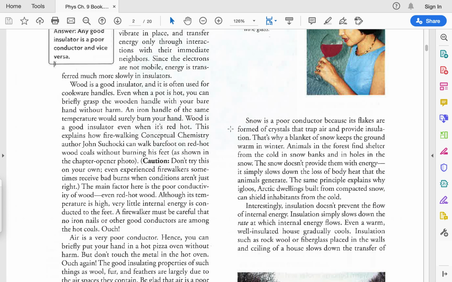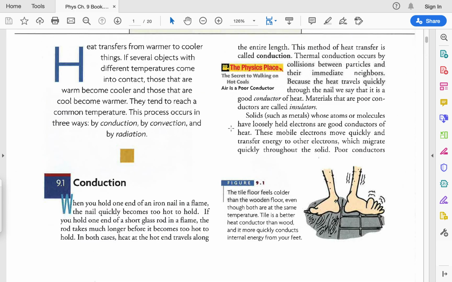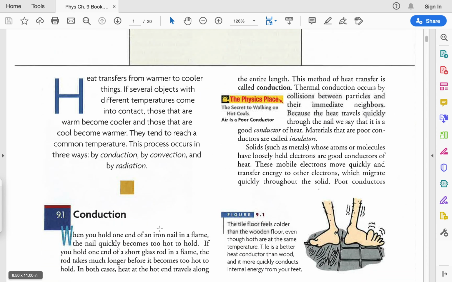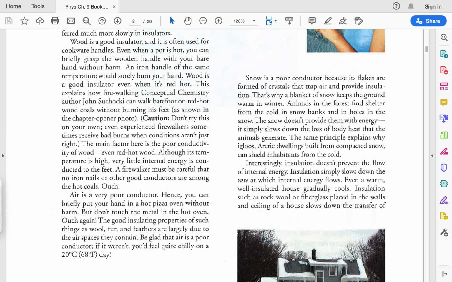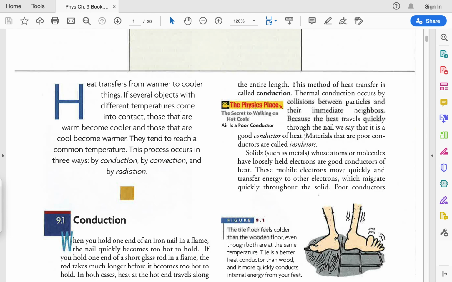This is also why we use wood when we make a fire in our house, because it is a good insulator. The wood will hold on to its heat so that the house can stay warm for longer. So it's important to understand the difference between conductors and insulators, and that's right here: conductors of heat versus insulators of heat.